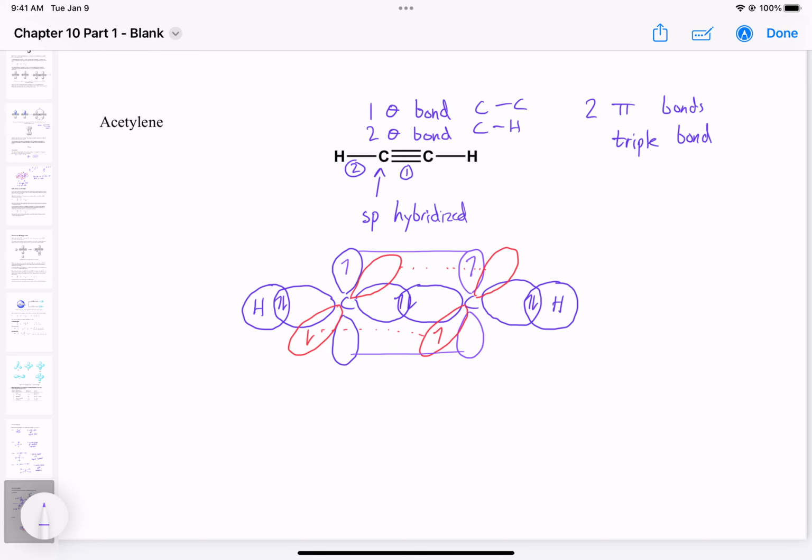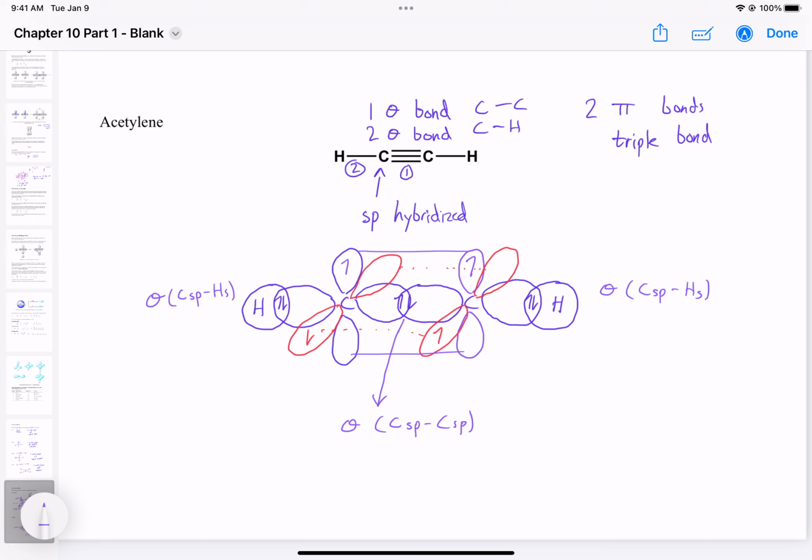So we have a sigma bond here, C sp to H 1s, and we have 2 of them here. C sp to the 1s orbital of the hydrogen. And then right here, we have the sigma bond, the CC bond, C sp to the C sp bond. So that's very good. Okay, and then we have 2 sort of pi orbitals here.